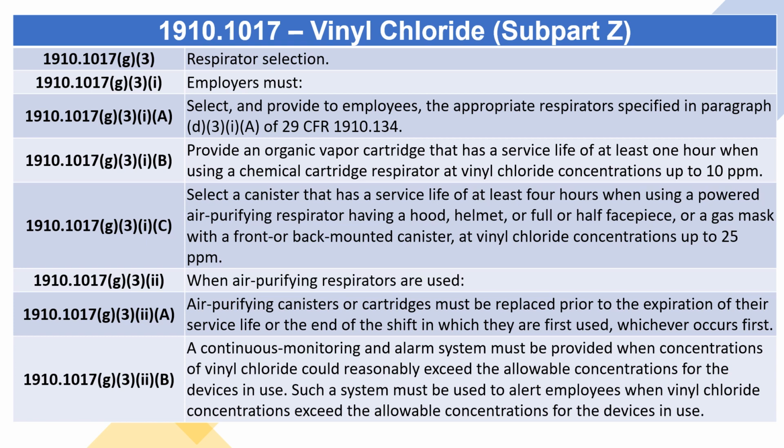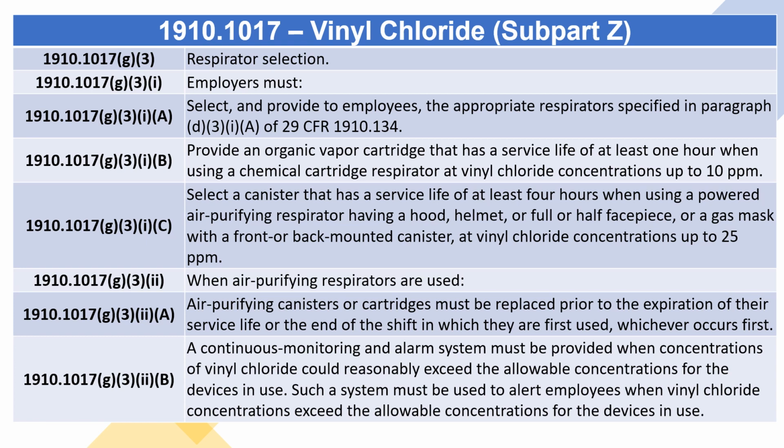1910.1017(g)(3). Respirator selection. 1910.1017(g)(3)(i). Employers must select and provide to employees the appropriate respirators specified in paragraph (d)(3)(i)(A) of 29 CFR 1910.134. (A) Provide an organic vapor cartridge that has a service life of at least 1 hour when using a chemical cartridge respirator at vinyl chloride concentrations up to 10 ppm. (B) Select a canister that has a service life of at least 4 hours when using a powered air purifying respirator having a hood, helmet, or full or half facepiece, or a gas mask with a front or back mounted canister at vinyl chloride concentrations up to 25 ppm.